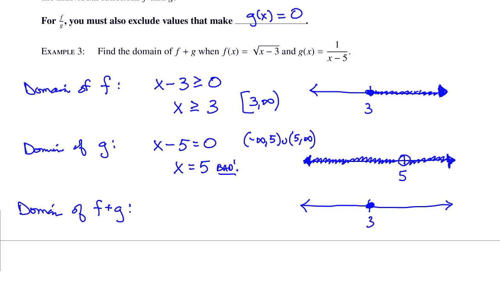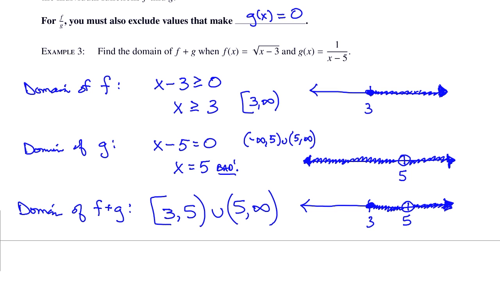And then we have common shading until we get to 5. There is no shading on the element 5 in the second one, so we're going to have to skip that one, but we get everything between 3 and 5. And then going out towards infinity, we do have common shading. So the domain would be 3 to 5, intersection 5 to infinity, like so.